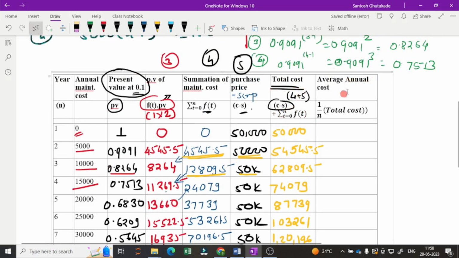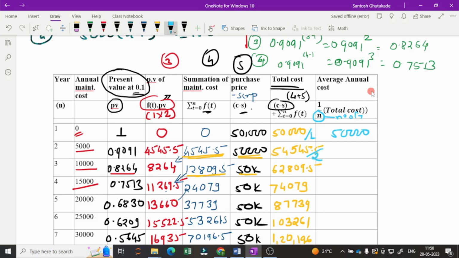Now we know how to calculate the average annual cost. For calculating the average annual cost, we are dividing by n, where n is the number of years. So here we are calculating for the first year, so 1 upon n into total cost. The total cost here we know, 50,000 divided by 1, so this will become 50,000. Then here 54,000 divided by 2, because we are calculating for the second year. So this will be 27,272.5. Similarly here divided by 3.